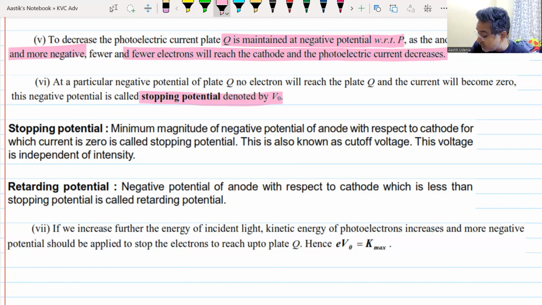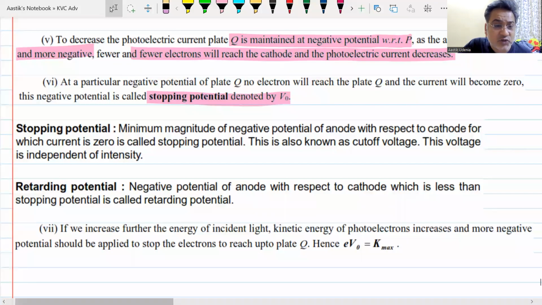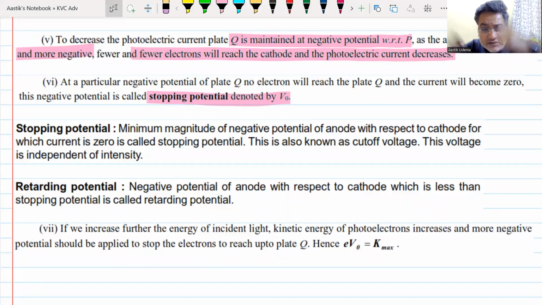Stopping potential means you have stopped all the photoelectric current. That means you have stopped the electron which had the maximum kinetic energy. Do we understand this? Yes. That potential is known as stopping potential, denoted by the legendary letter V naught. If the potential of Q is negative but less than the stopping potential, you can call it retarding potential. You are decreasing the speed of the electrons. Do we understand this? Yes, sir.